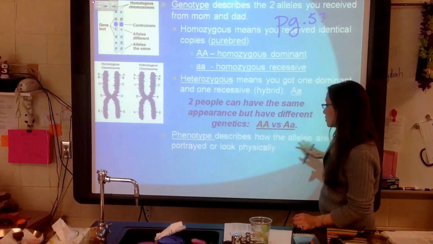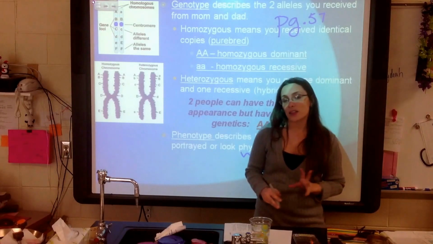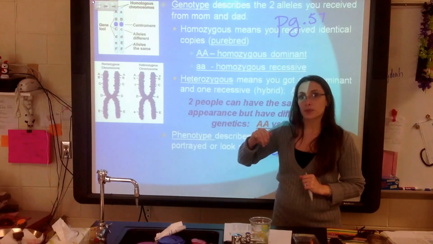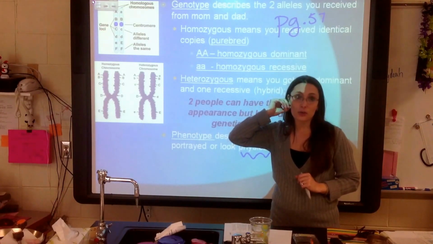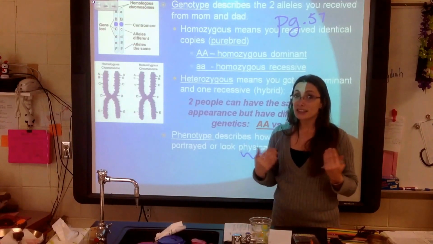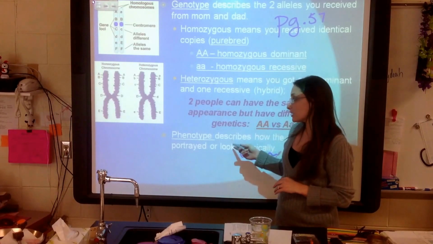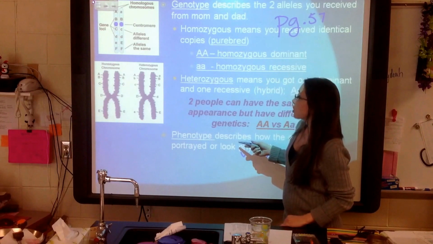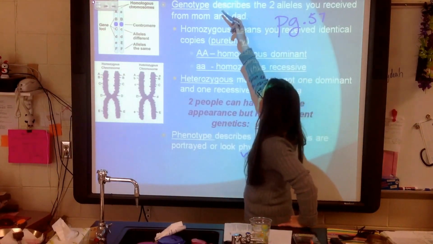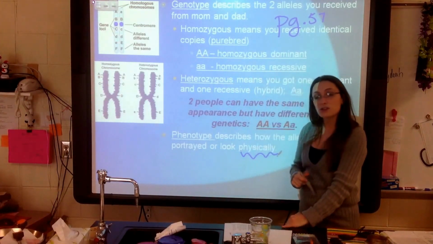Your phenotype is your physical appearance. And so when we look at the ability to roll your tongue, or have a hitchhiker's thumb, or have unattached earlobes, those are my phenotypes, or my physical appearances. But my DNA is actually coding for me to have those traits. So when I can roll my tongue, I'm actually showing the dominant phenotype. I have a dominant genotype, but I don't know if I'm homozygous dominant or if I'm heterozygous.